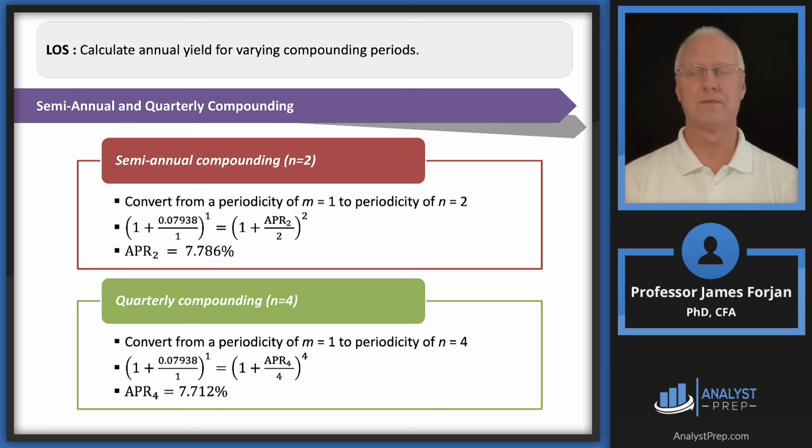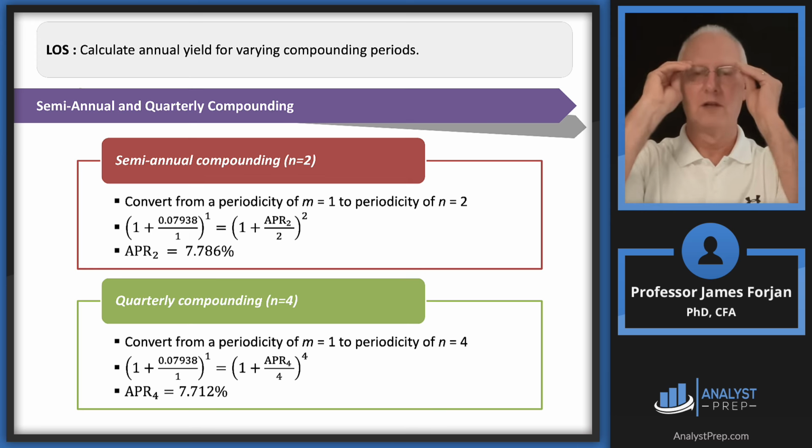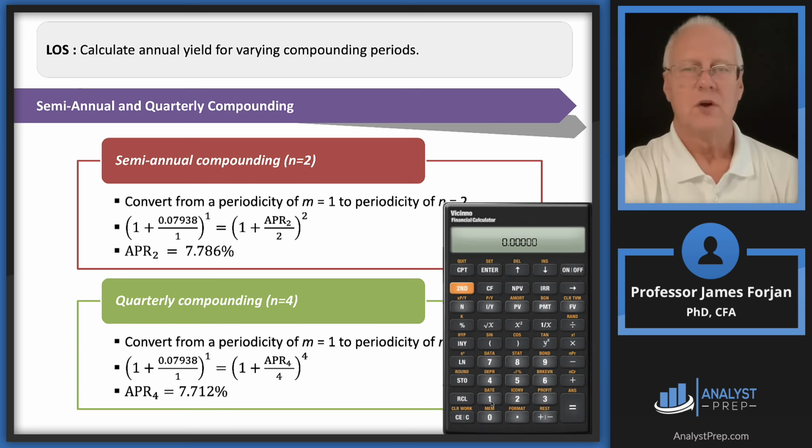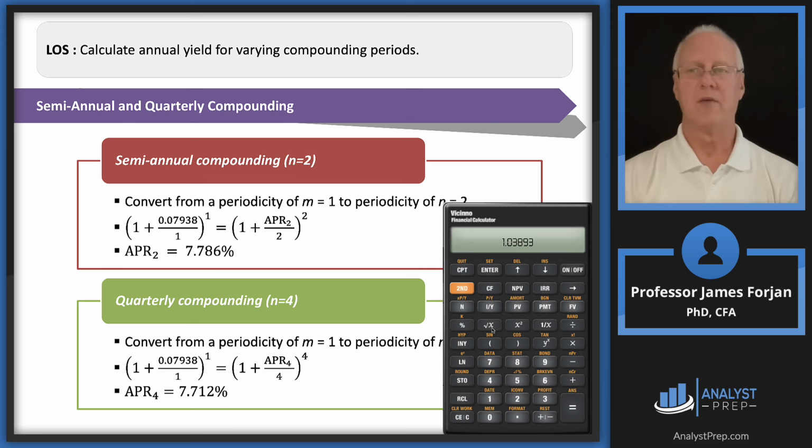All right, so let's go ahead and look at our financial calculator here. On the left-hand side of the equal sign, we have 1.07938. So let's go ahead and take the square root of that. Here's the square root right there. So we have 1.038 something on the left-hand side.